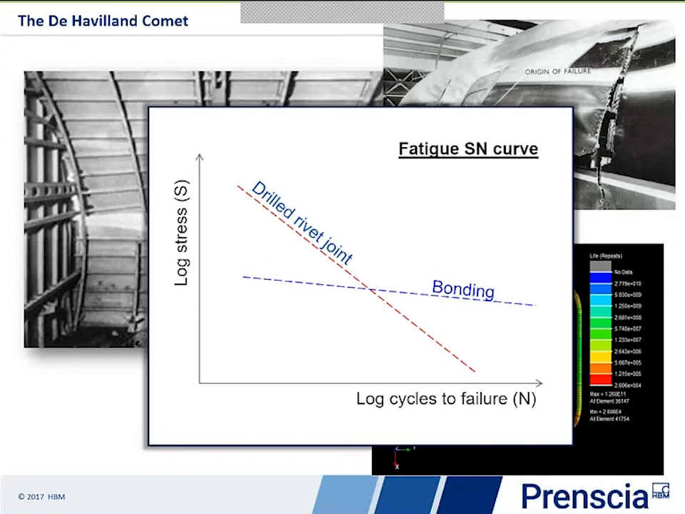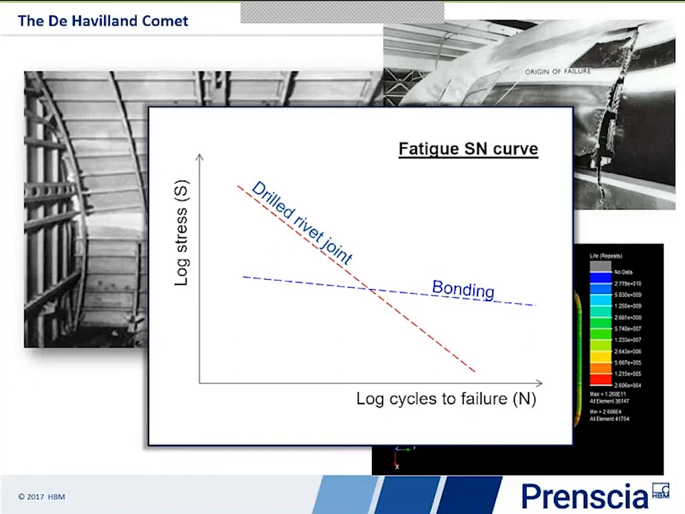If we compare that with the Redux bonding, which is the blue line, we see that it's fairly shallow. What this means is that when the stresses are high, there's very little fatigue resistance. It will fail almost straight away. But when the stresses are below that, it will have a very long fatigue life, almost ignoring fatigue.